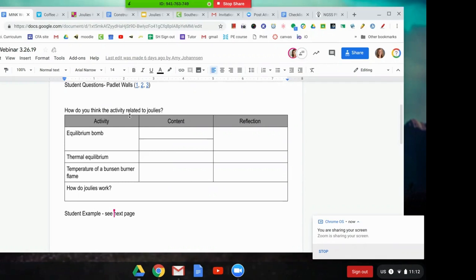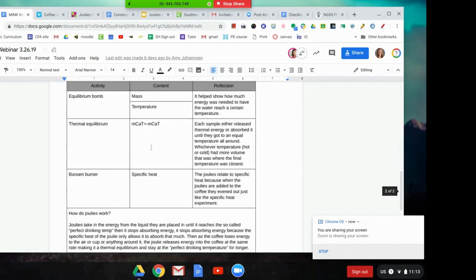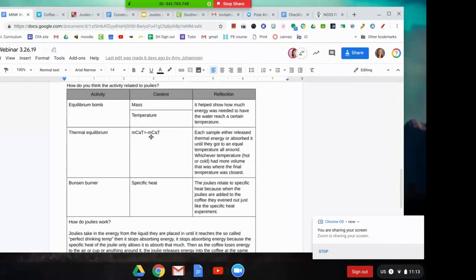Our driving question that the students had to relate back to was, how do you think this activity related to our Joules? So the first day we did this activity called the equilibrium bomb, and the questions that I pulled out had to do with how mass and temperature impact what's happening in this situation. And so we did the activity, I had them put the content in, and then this reflection piece was how do they think mass and temperature relates back to Joules, to try to understand Joules more.